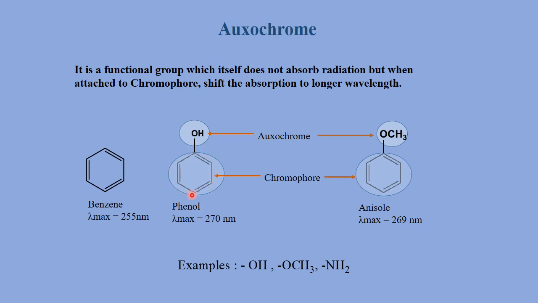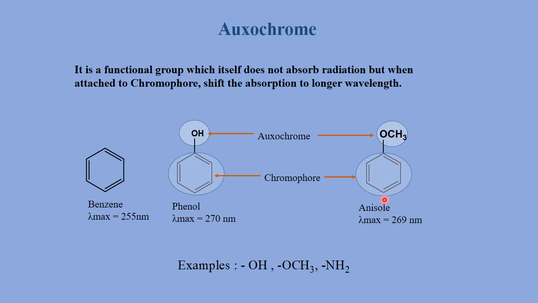But when benzene is attached with OH, we call it the auxochrome. In the presence of the auxochrome, there is a shifting of the lambda max value from 255 nanometers to 270 nanometers. So here we can see the increasing wavelength because of the auxochrome. This auxochrome itself does not absorb UV radiation, but in the presence of a chromophore, it shifts the lambda max value to a longer wavelength. Here is another example, anisole.